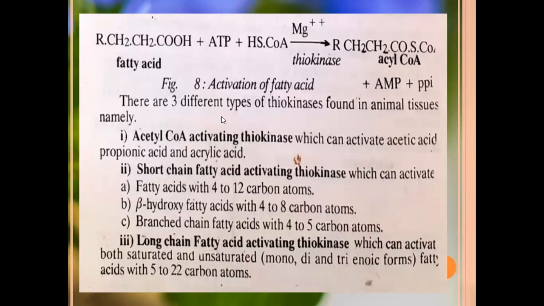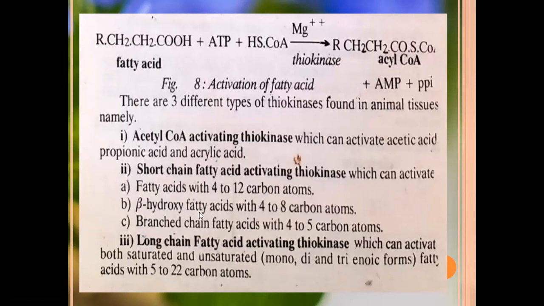Generally, there are three different types of thiokinases found in animal tissues. Namely, acetyl coenzyme A activating thiokinase, which can activate acetic acid, propionic acid, and acrylic acid. Second type is short chain fatty acid activating thiokinase, which can activate fatty acids with 2 to 12 carbon atoms.